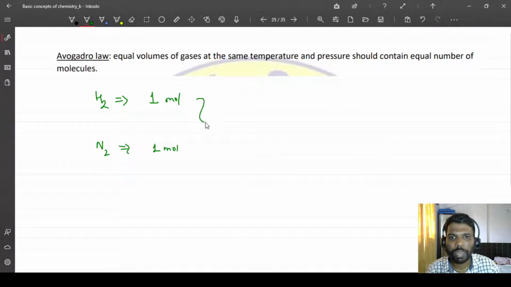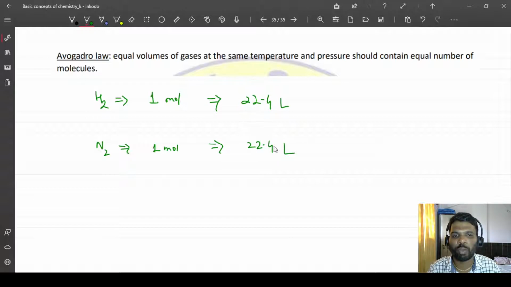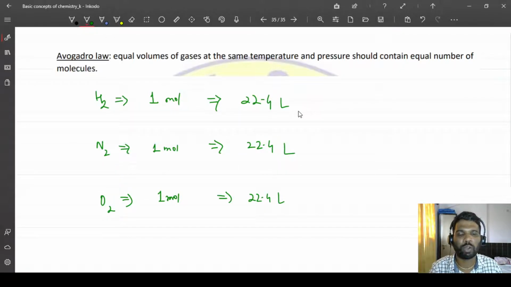Irrespective of the molar mass, they will have a volume of 22.4 liters at standard temperature and pressure. At normal temperature and pressure, 22.4 liters. Any guess whether it is hydrogen or oxygen? If it is 1 mole, then it will have 22.4 liters, irrespective of the molar mass. If it is 2 moles, then it will be twice the volume. So this is what Avogadro's law is.